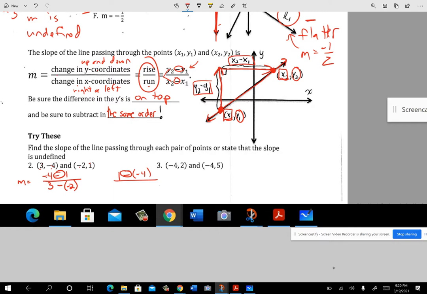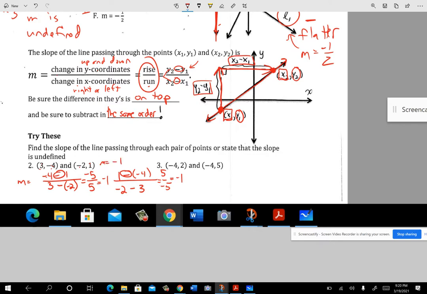But the other one would also have been correct. You would have just started with the -2 and subtracted the 3. So if you did it the first way, you would have the -5 on top and a +5 on the bottom. If you did it the second way, you'd have a +5 on top and a -5 on the bottom, but either way, it's going to reduce to -1. So the slope of the line turned out to be -1.